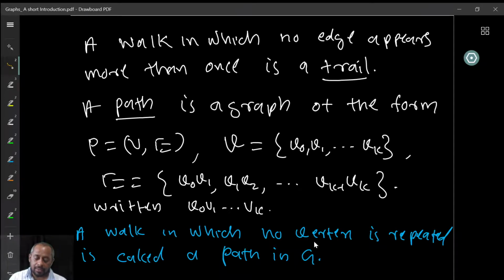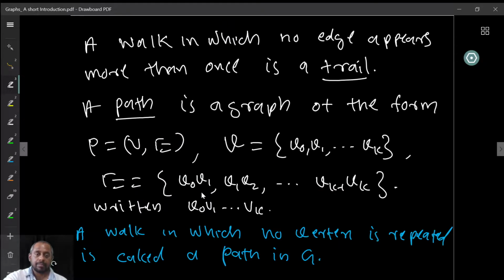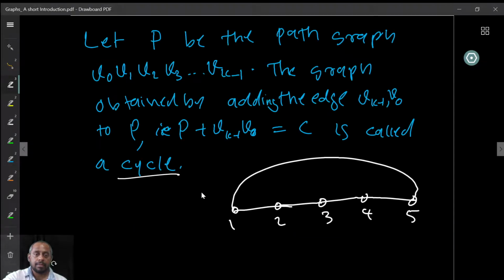Now, a walk in which no vertex is repeated is called a path in the graph. As a subgraph, if you look at a walk where no vertex is repeated, that is isomorphic to a path graph. So I call it also a path. For example, if you look at 1 to 2, 2 to 3, and 3 to 5, this is a path in the graph G because no vertex is repeated, no edge is repeated, and it is isomorphic to a path graph.